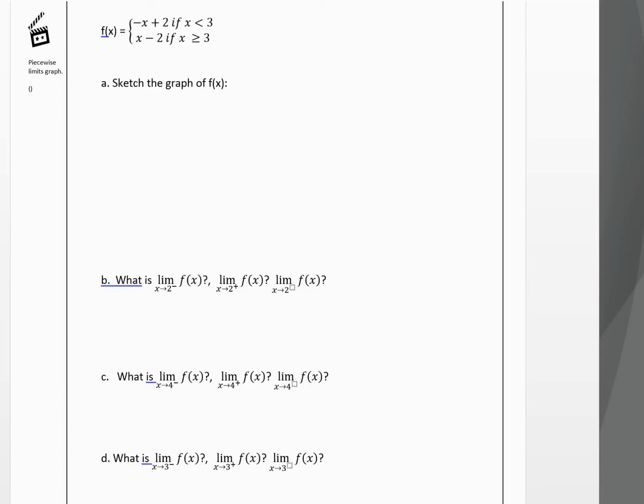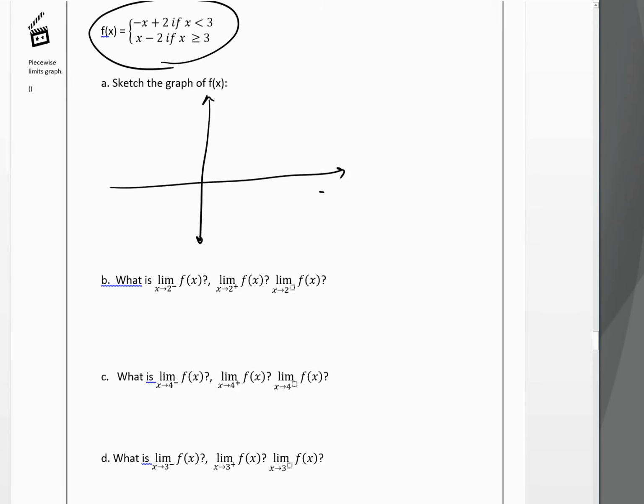Now we're going to do an example where we're given a piecewise function. We're going to sketch the graph of that function and then use the graph to find some left and right-handed limits. Okay, so here's our function. We're going to sketch our graph. Okay, so the function says that it's negative x plus 2 if x is less than 3.